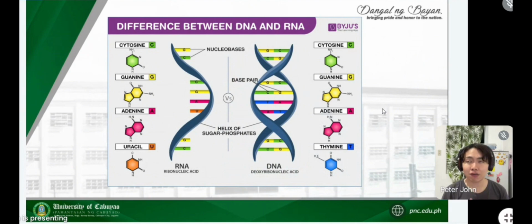And for the function of carbohydrates, often short-term source of energy. For lipids, long-term source of energy. For protein, madami siyang function, kadalasan for cell signaling and for cell shape. For nucleic acid, responsible for our identity.